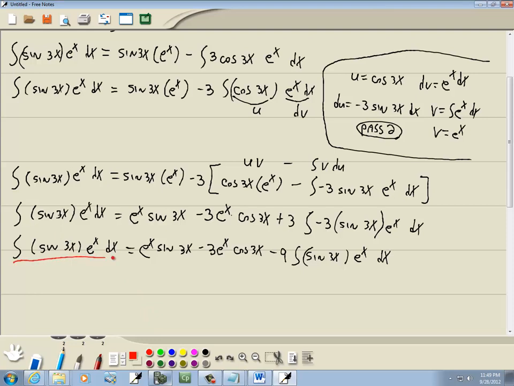Now look at what we're solving for here. This is what we want to find. Look exactly what it looks like. Look at this over here. Excluding the number that's out in front, we got the integral of sine 3x e to the x dx. That matches that exactly, right? What we're doing with this is we're going through enough passes to try to get an integral on the right side that looks like this on the left side, which we just did. So you treat this like a variable. I'm going to take this negative 9 integral over to the left side.